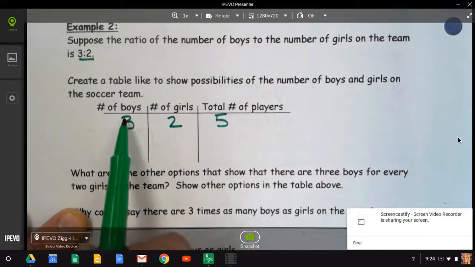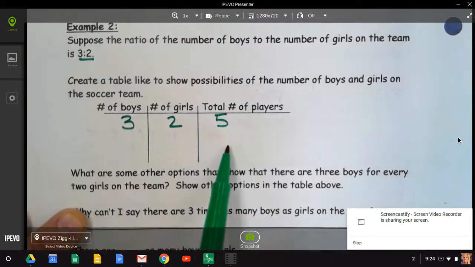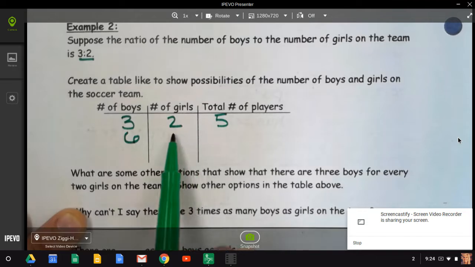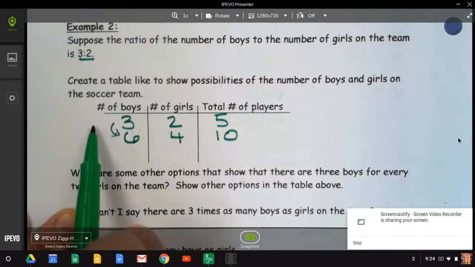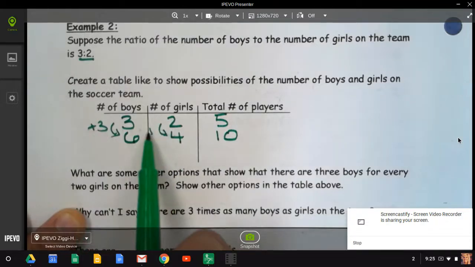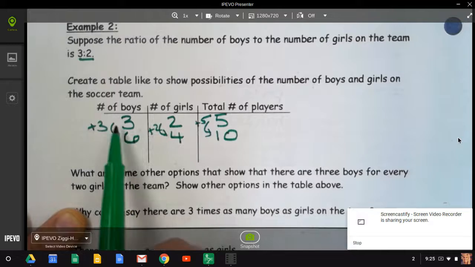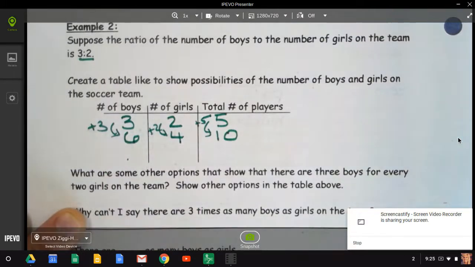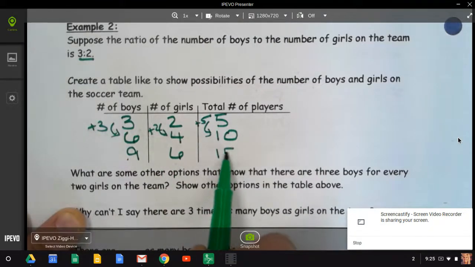So again, we're going to add the same number of boys every time, the same number of girls, and the same number of total players. So we would get 6 and then 4 and then 10, right? So we're adding 3 in the boys column, adding 2 in the girls column, adding 5 in the total players column. You do the next one. Pause the video and go ahead. So you should have written 9, 6, and 15.